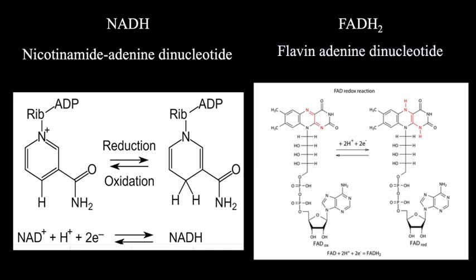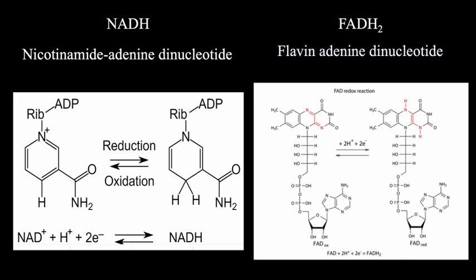NADH, nicotinamide adenine dinucleotide, is an electron carrier in cellular respiration. It carries high energy electrons to the electron transport chain, ETC, in the mitochondria to generate ATP by donating electrons. Each NADH molecule contributes to produce 3 ATP molecules in oxidative phosphorylation.